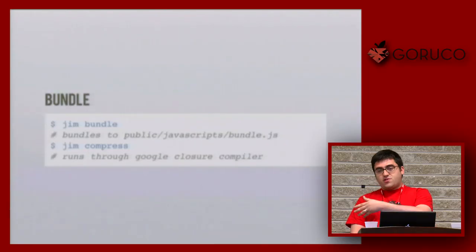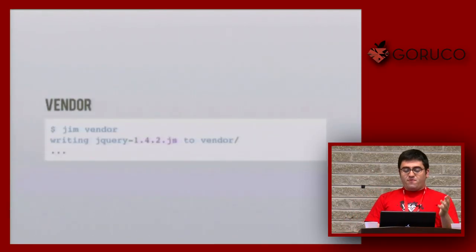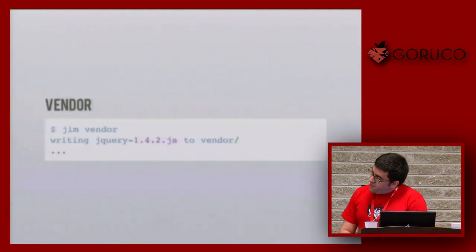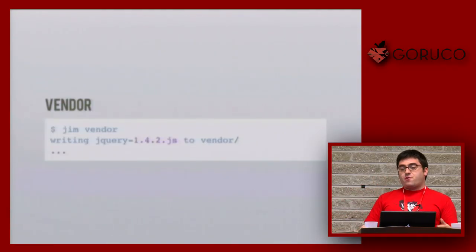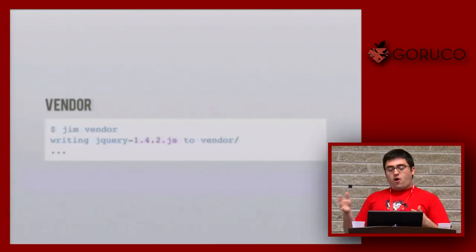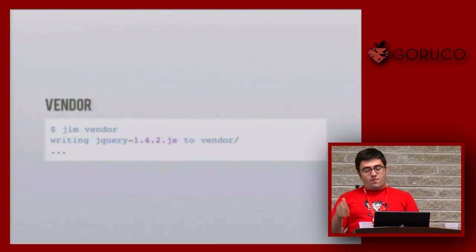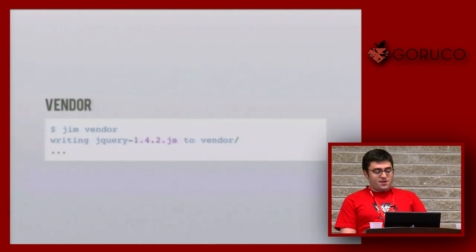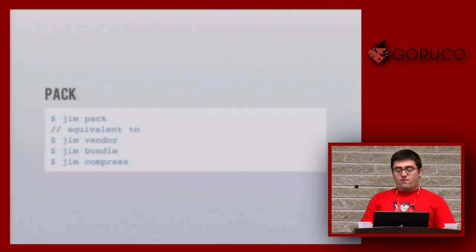Gem compress bundles it, and then runs it through Google Closure Compiler. And then gem vendor is another part of the thing where, if you're packaging up this file, since all the files are stored in this root gem home directory, gem vendor will take all those files in your gem home and install them into a local directory in your project. Gem pack is just the equivalent of gem vendor, gem bundle, gem compress.